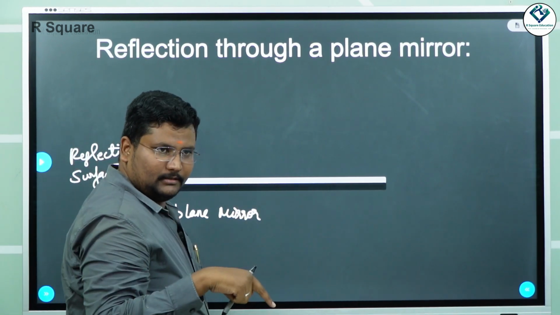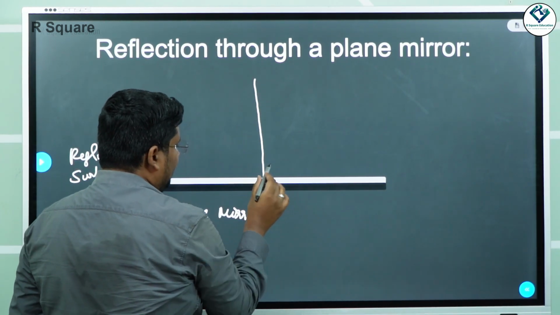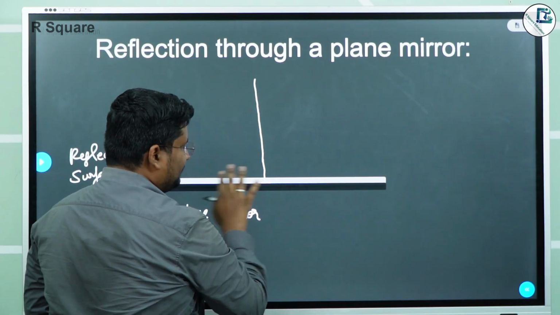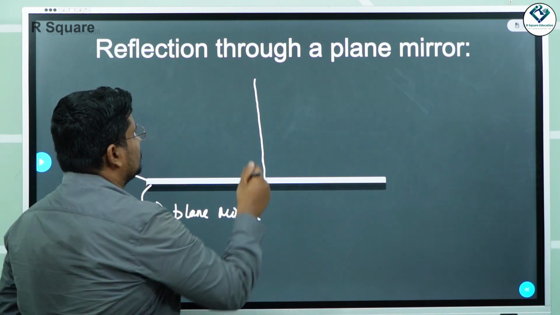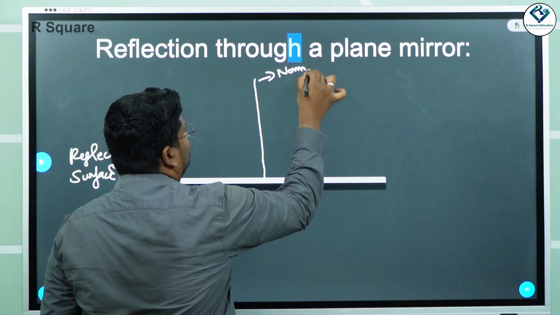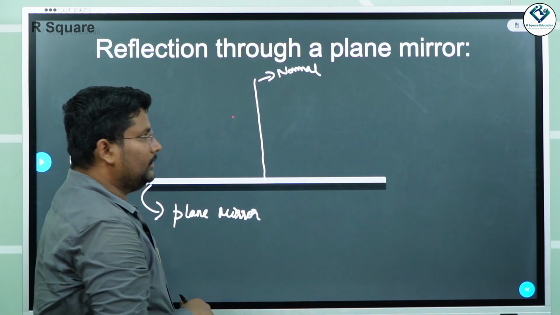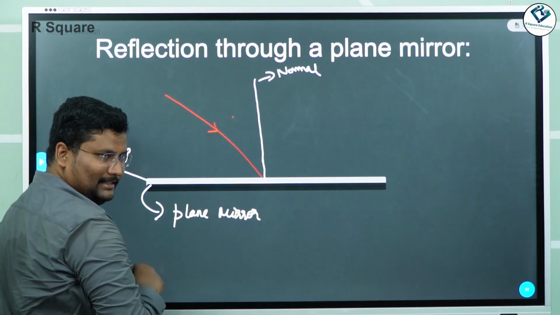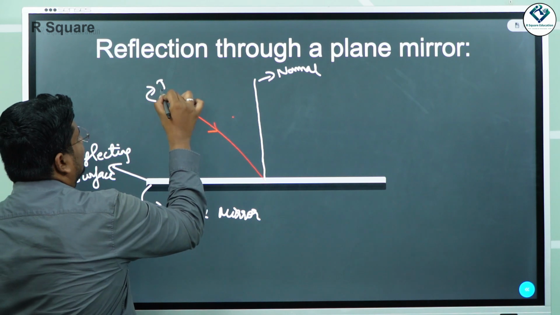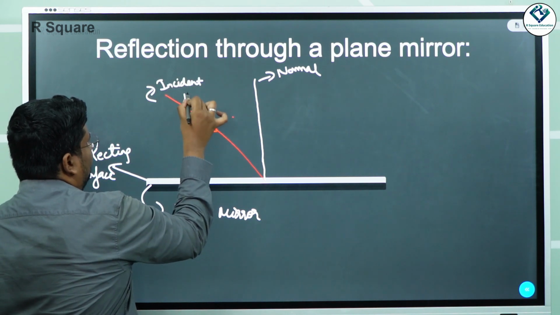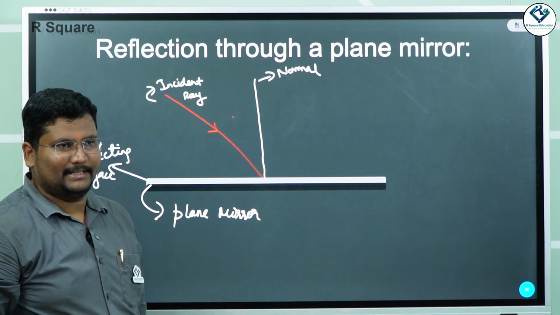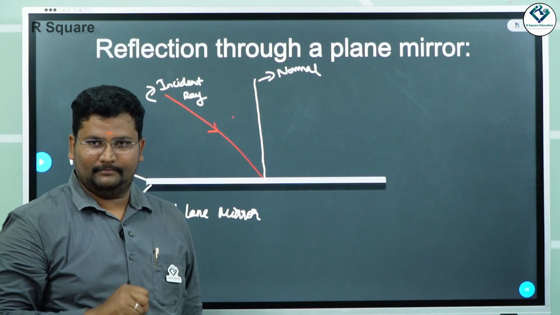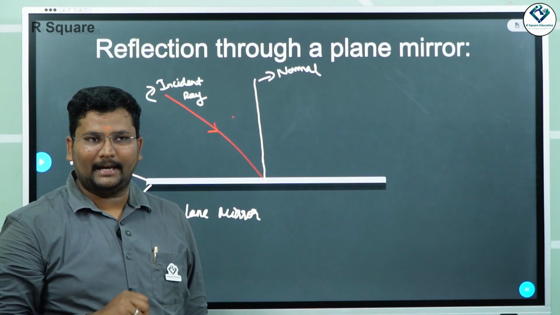Let me draw the normal first. So this is going to be the normal line, which is drawn at 90 degrees. Basically, the line which is drawn perpendicular to the surface of the mirror is called the normal. Then a light ray which is going to be incident, we call this the incident ray. When will a light be called a ray? When a light travels in a straight line, we call it a ray.